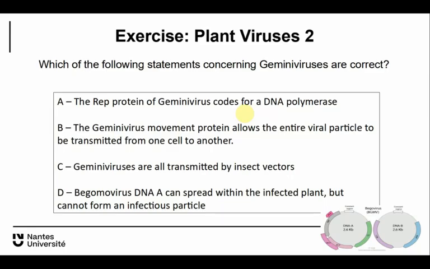Okay, so the reason I asked this question is DNA A. That's why I put these up here. You can see DNA A has rep, it has the capsid, so it can replicate its own DNA, and this DNA can be put in the capsid. What is missing? The movement protein, no movement protein. So it can form an infectious particle, right? Because you can have the DNA inside the capsid.